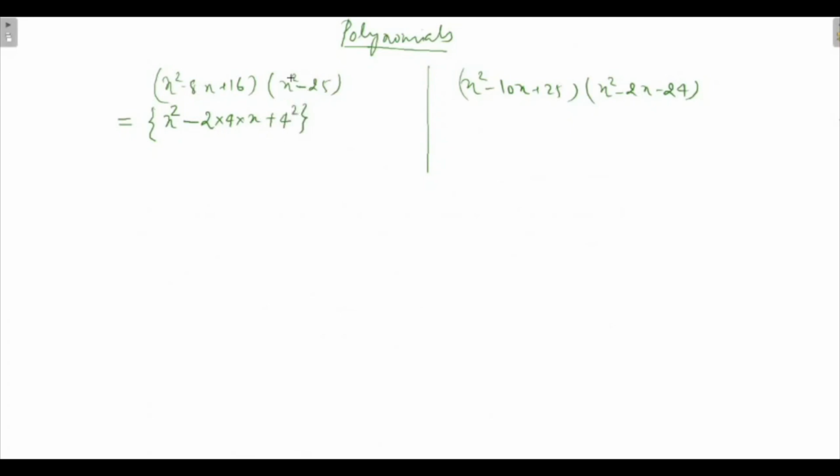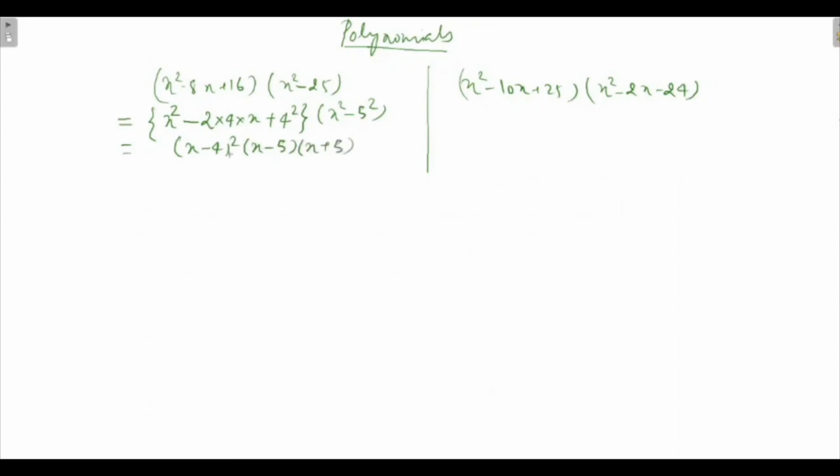Now, again looking at this, this is looking like a square minus b square because 25 is 5 square. So let's do 2 steps again: x square minus 5 square. Now, this expression is x minus 4 whole square, and this expression x square minus 5 square, so I'll write x minus 5 into x plus 5.